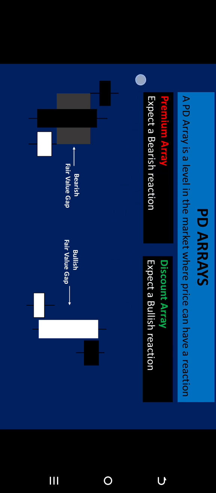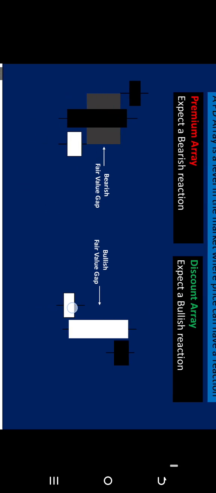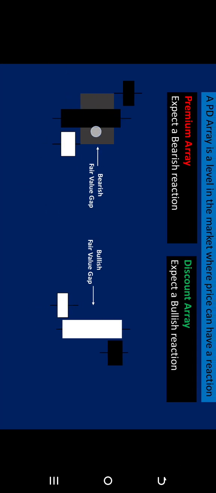Now premium array, expect a bearish reaction. Now look at this. This is a fair value gap. When price goes down, when price is selling, it creates fair value gaps along the way. And fair value gaps are the leg that price will use to move to the next low, especially when it is bearish.